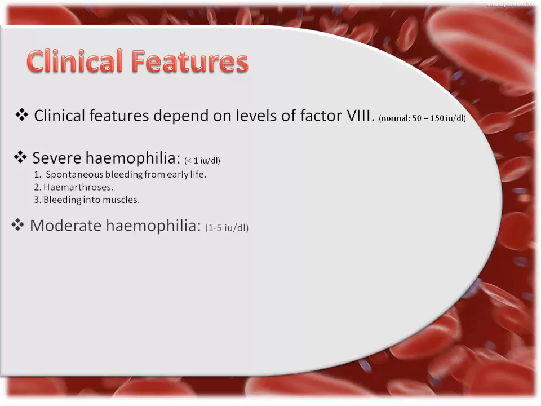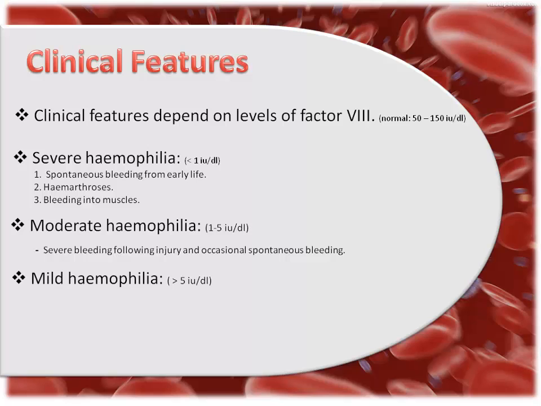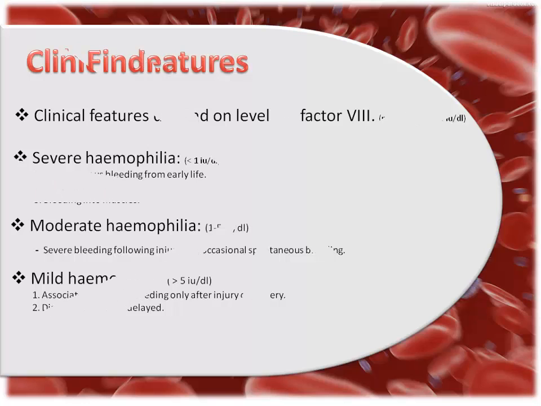Moderate hemophilia is when the level of factor VIII is between 1 and 5 international units per deciliter. And there will be severe bleeding following injuries or occasional spontaneous bleeding. Mild hemophilia is when the level of factor VIII is above 5 international units per deciliter, and in this case there will only be bad bleeding after injury or surgery, and therefore the diagnosis is usually delayed in these cases.